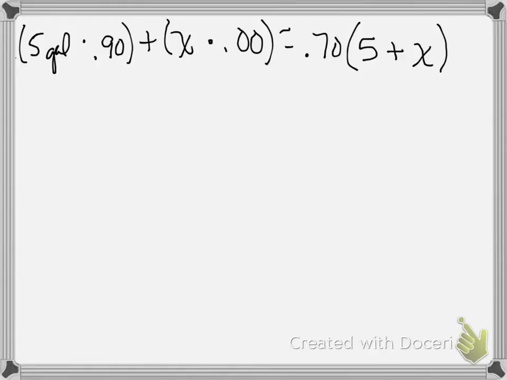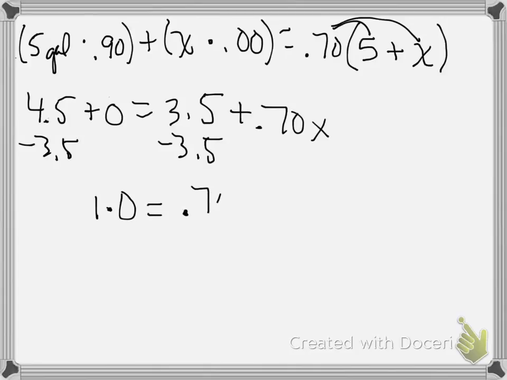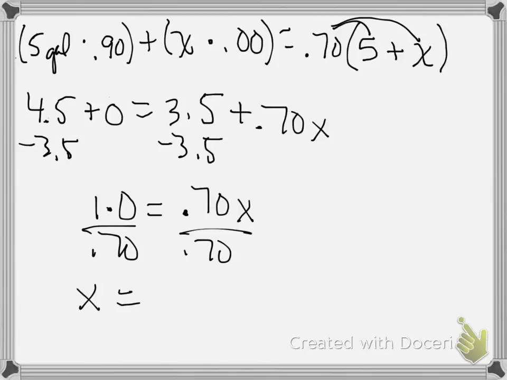So 5 times 0.9 gives us 4.5. And then X times 0, we know that that's just 0. And then we're going to distribute through here. So that's going to have to equal 3.5 plus 0.70x. Combine like terms, because that's just 4.5 right here. So 4.5 minus 3.5. So I've got 1.0 is equal to 0.70x. Divide to get x by itself. So then x is equal to 1.43 gallons.